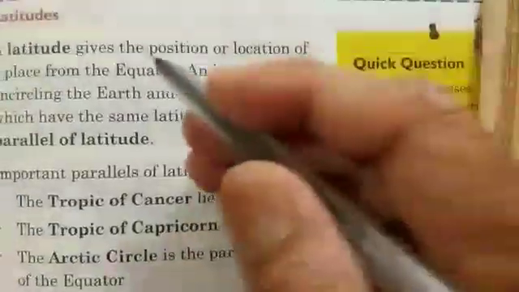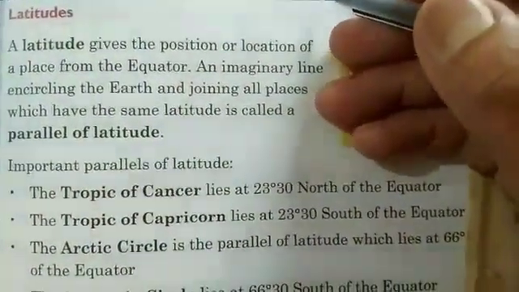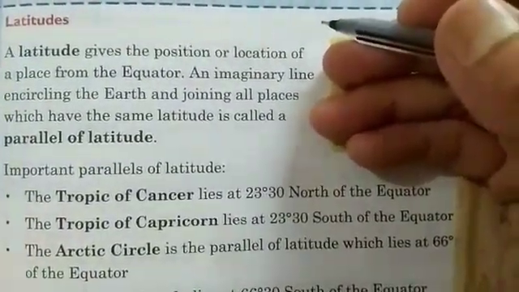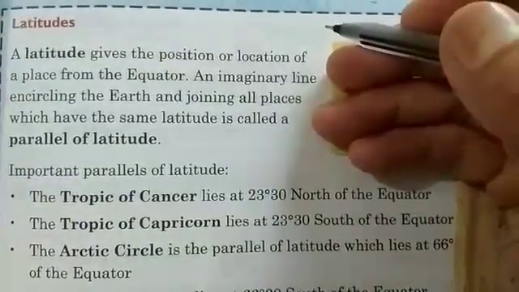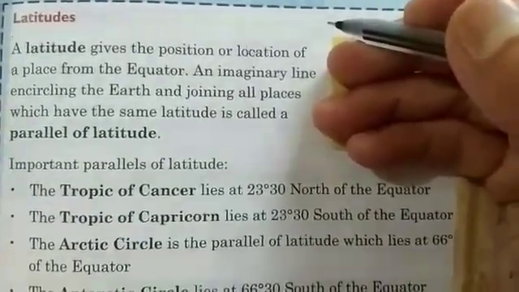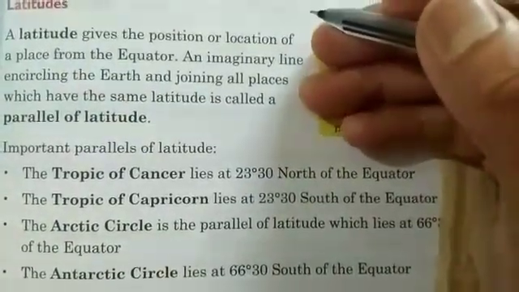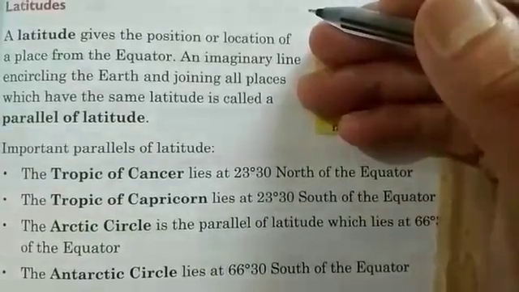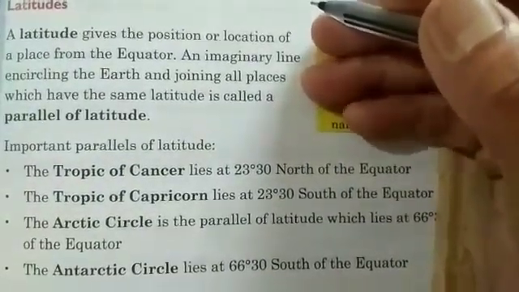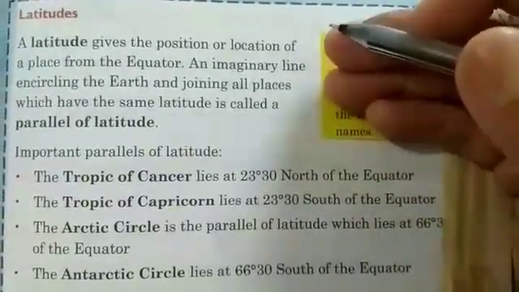Now latitude. A latitude gives the position or location of a place from the equator. An imaginary line encircling the earth and joining all places which have the same latitude is called a parallel of latitude. Important parallels of latitude. The Tropic of Cancer lies at 23 degree 30 north of the equator. The Tropic of Capricorn lies at 23 degree 30 south of the equator.